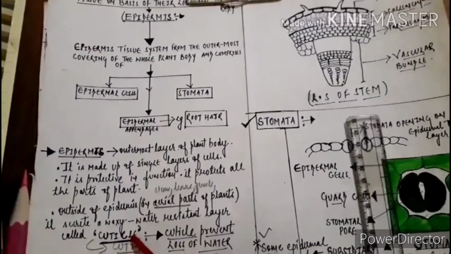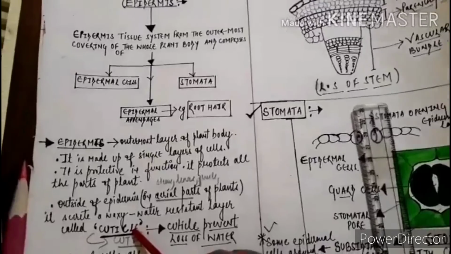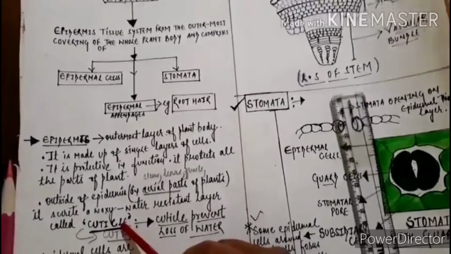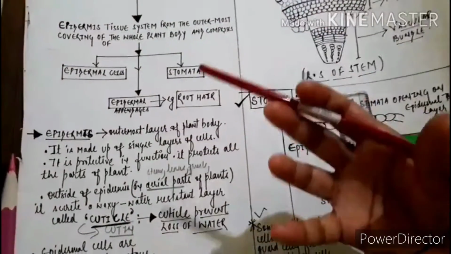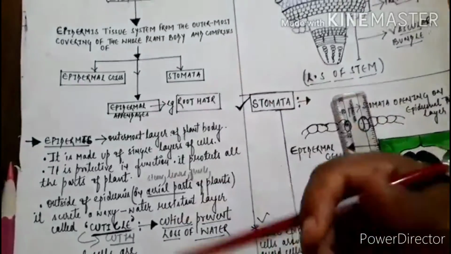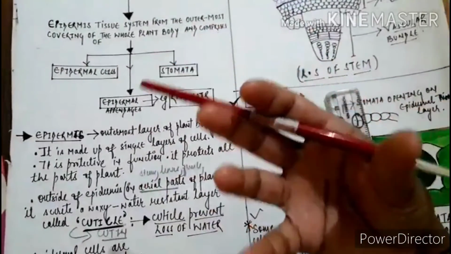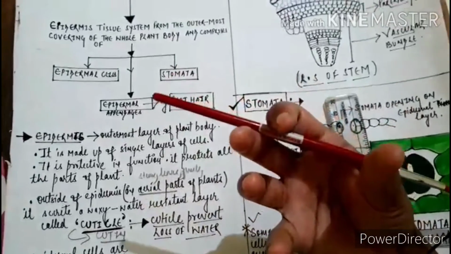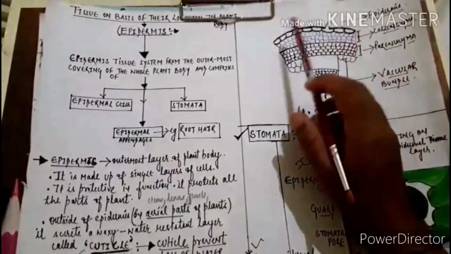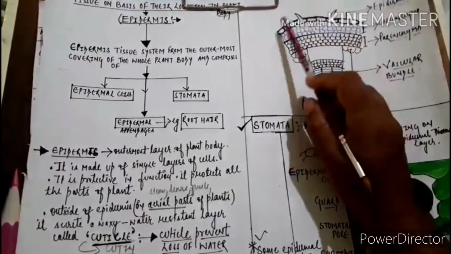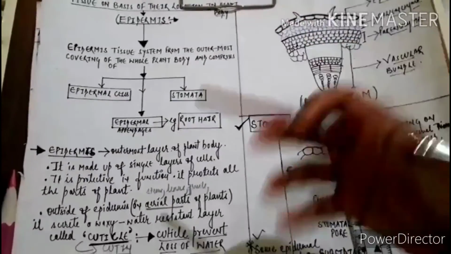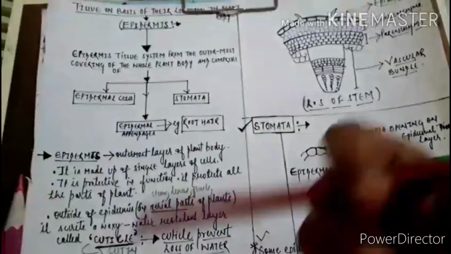This cuticle is very thick in case of desert plants. And you know why it is very thick in case of desert plants? Because desert plants are more affected by the temperature or heat. So, there is more possibility of desiccation. Desiccation means loss of water in case of plants. So, that is why in case of desert plants, the cuticle which is secreted by the epidermal layer will be more thick as compared to aquatic plants.